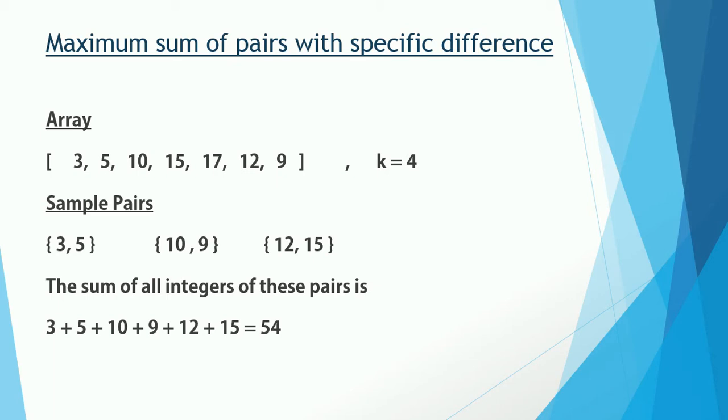But it's not certain whether this is the maximum possible sum or not. So let's switch to the framework and find out if it is the maximum sum or not. If 54 is not the maximum sum, then what will the maximum possible sum be?